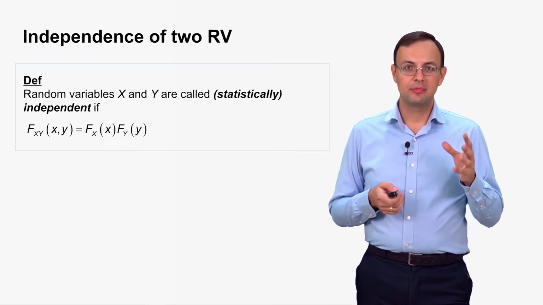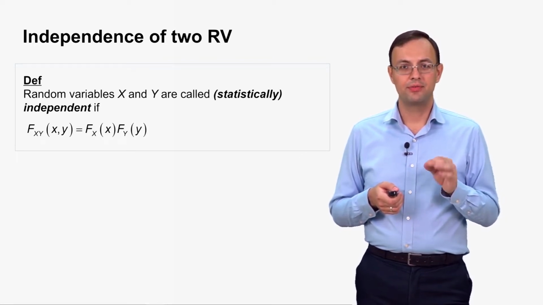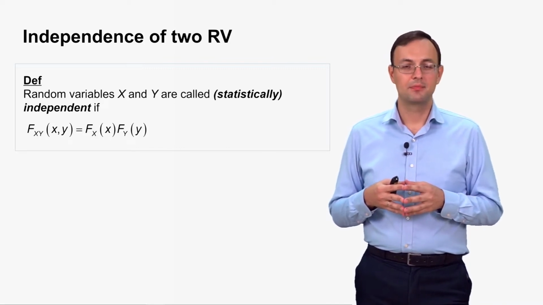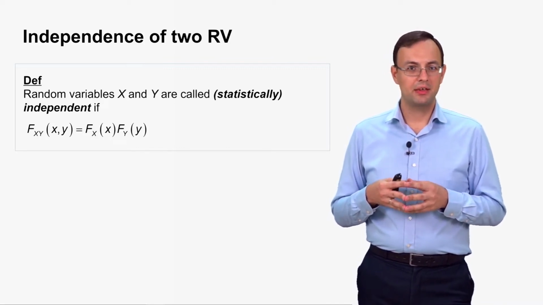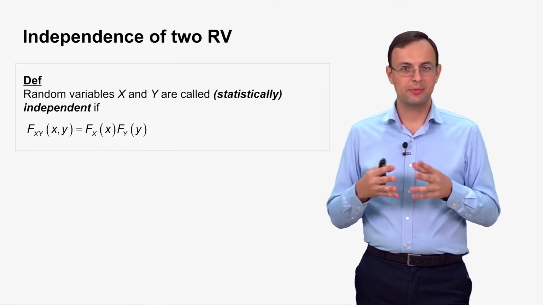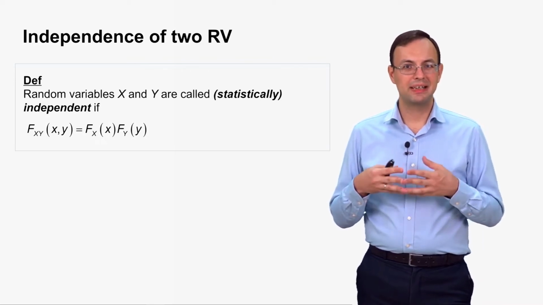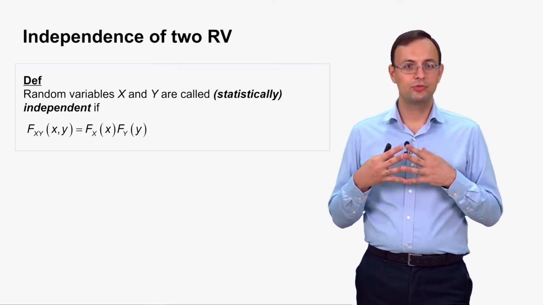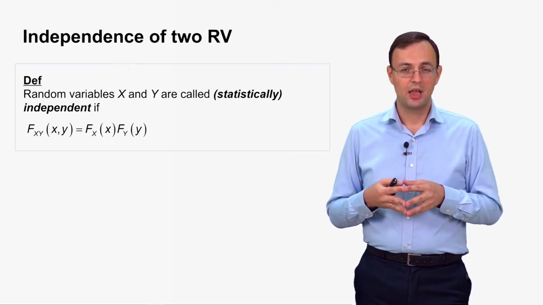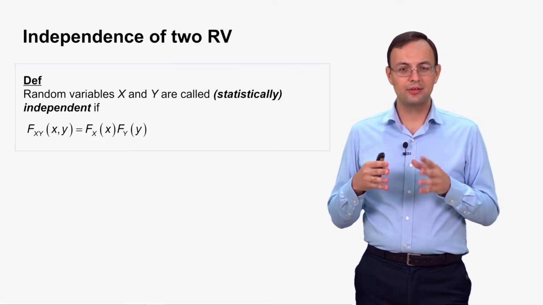Now, let's discuss an important feature of random variables, their independence. So a pair of random variables, so two random variables x and y, are called statistically independent, or simply independent, if their joint CDF is equal to the product of their marginal CDFs.